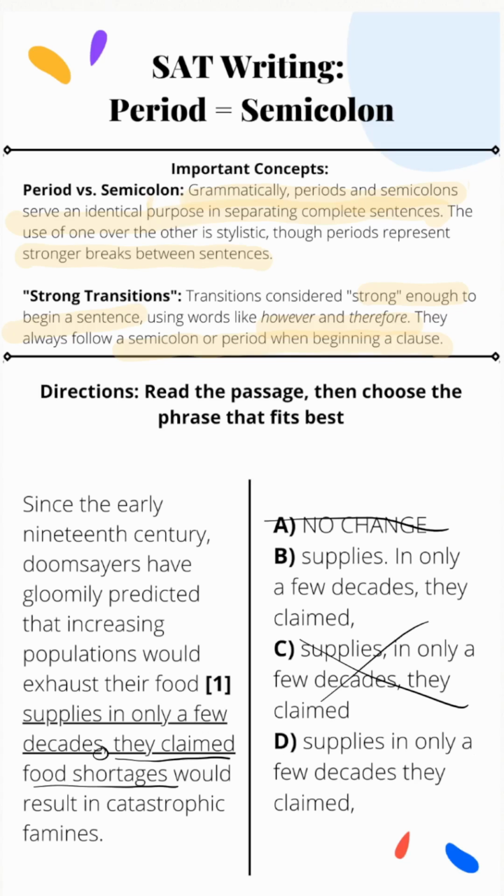D, supplies in only a few decades they claimed, is a weirder comma splice because we're using food shortages as an independent clause, which doesn't really make sense. So that's not going to work. The best answer is going to be B for us. We have supplies, period. In only a few decades, they claimed. Now, if we also happen to have supplies, semicolon, in only a few decades, that would also work because we are separating two independent clauses with that period or semicolon, which are interchangeable.